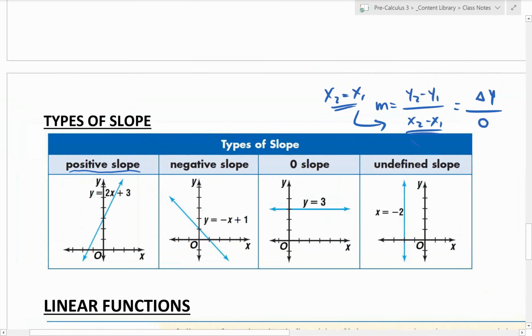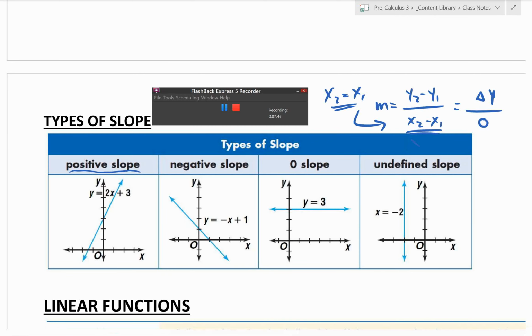All right, so there are some basics on the different types of slope. We'll do one more video for this section on what a linear function is and some other important attributes of it in our next video.